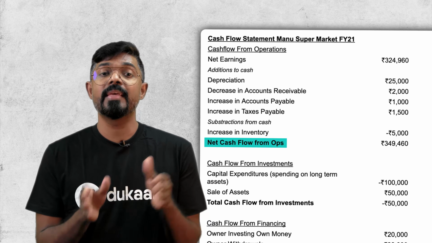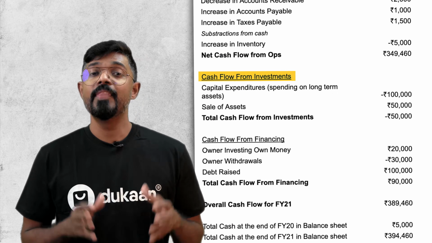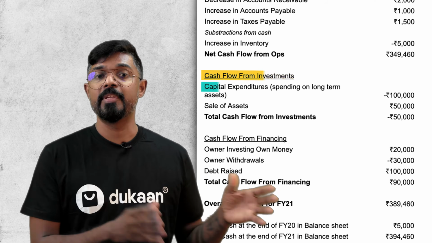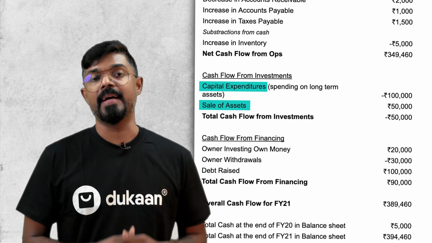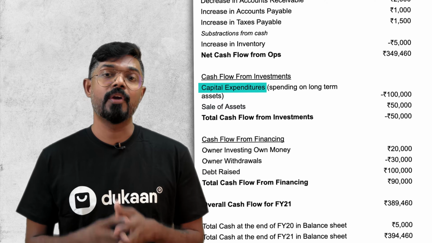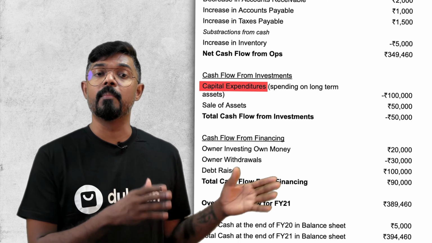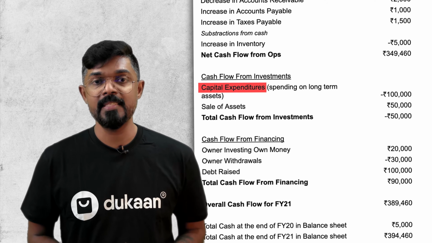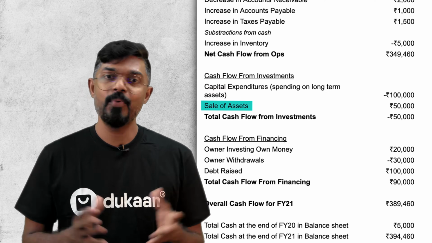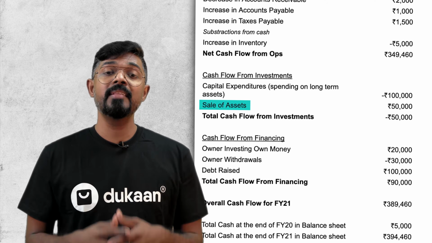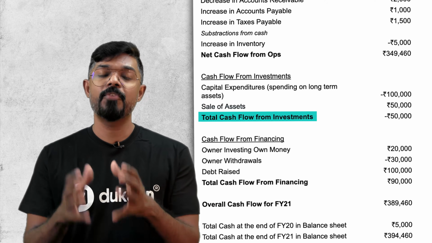Now, let's look at the cash flow from investments. There are only two components here: capital expenditures and sale of assets. The capital investments are your long-term investments, and they are deducted because cash flows out of your business for purchasing those assets, and the sale of assets is, well, self-explanatory. When you add this, you get the total cash flow from investments.